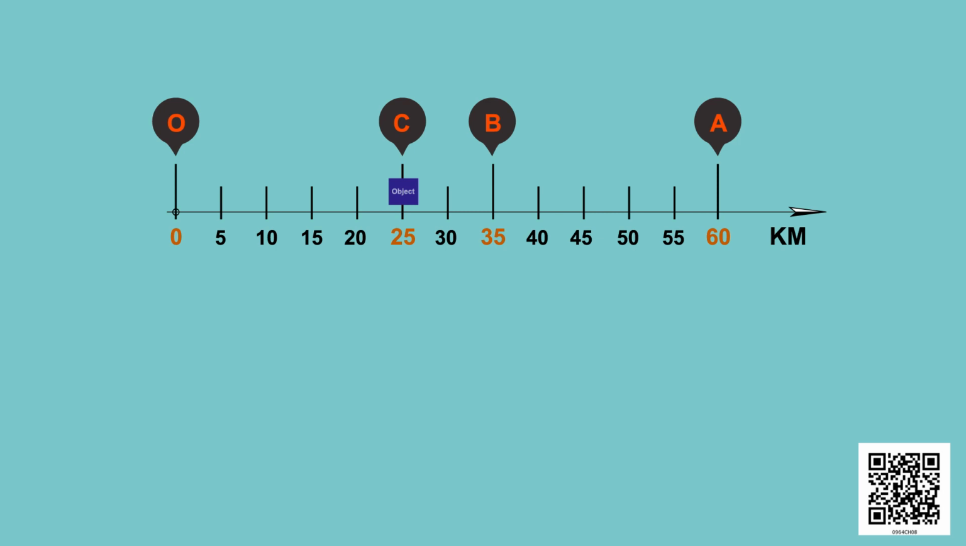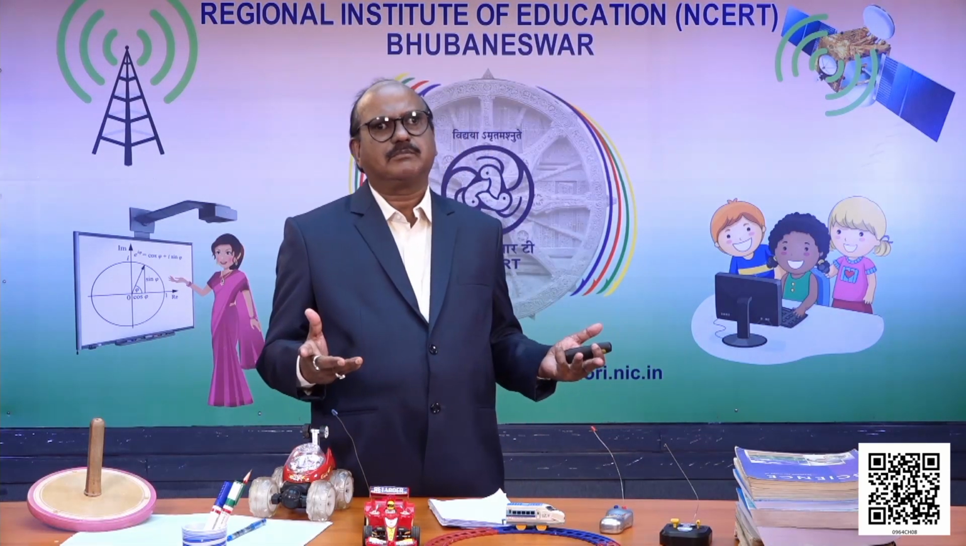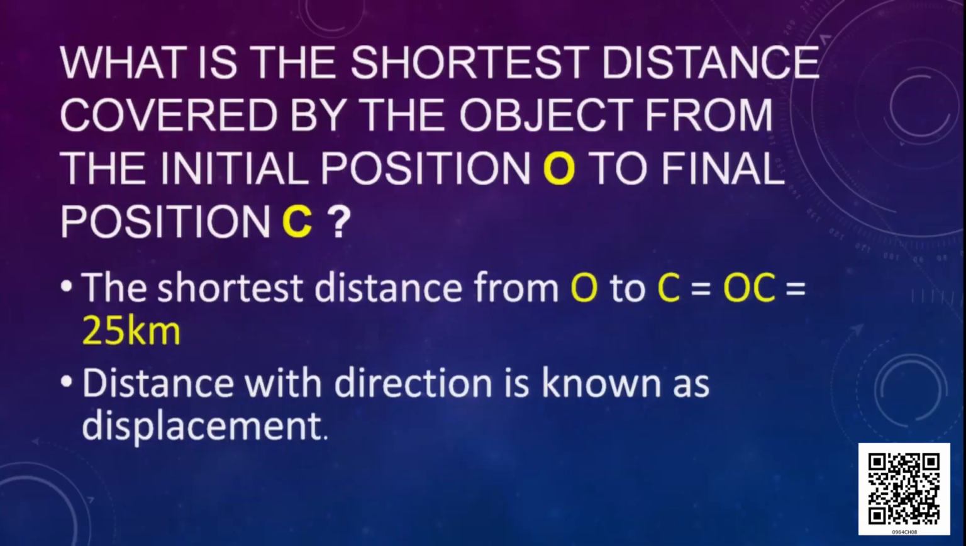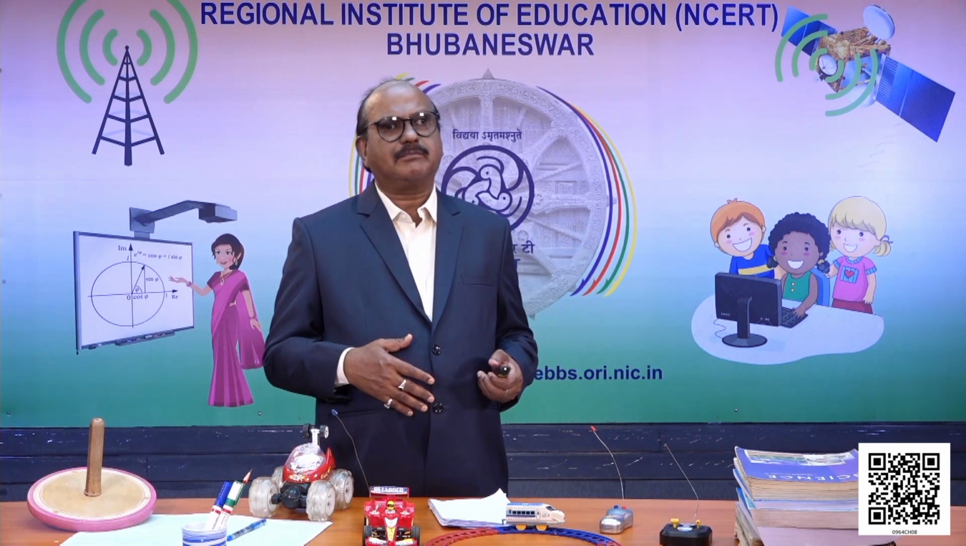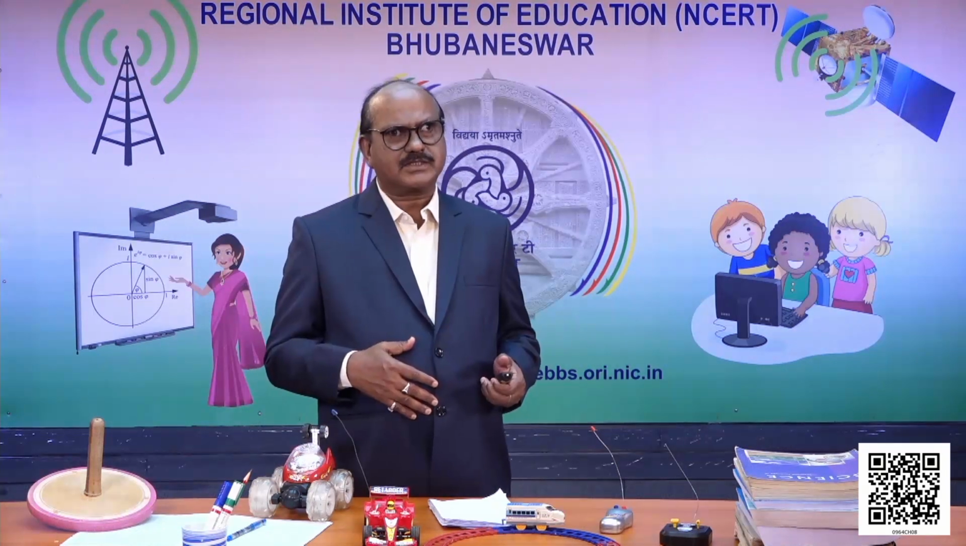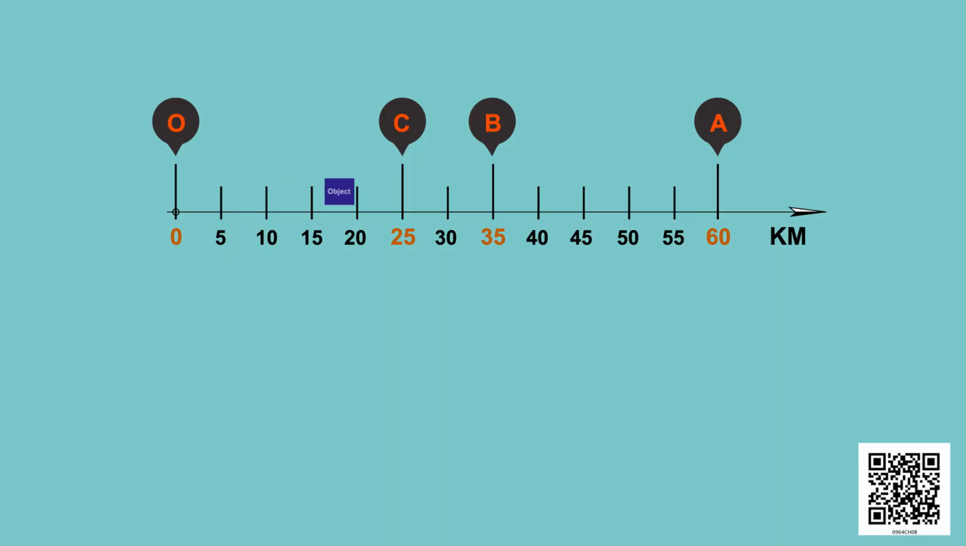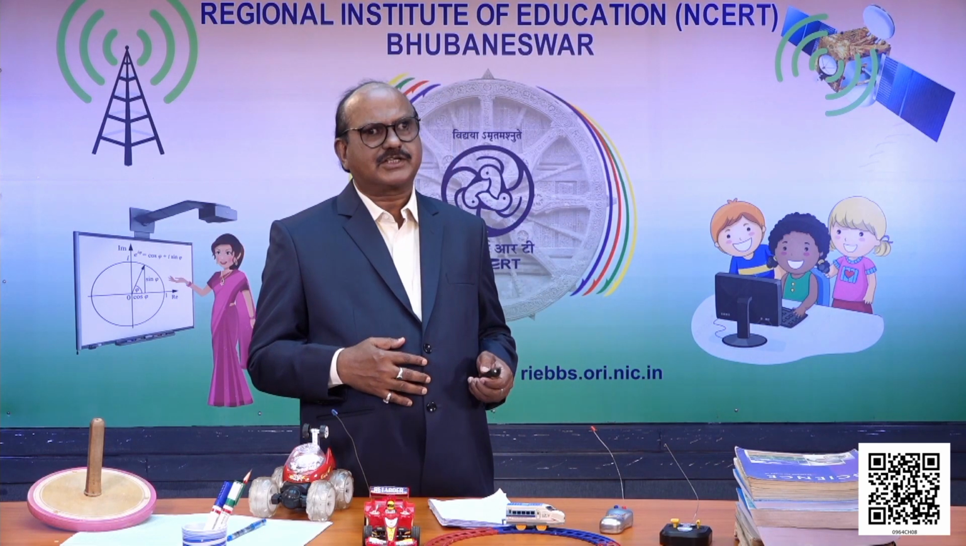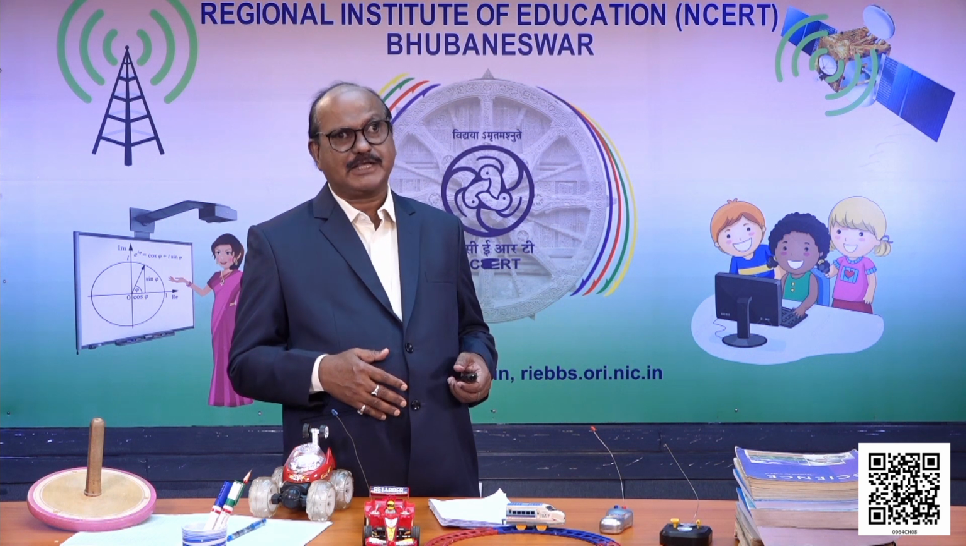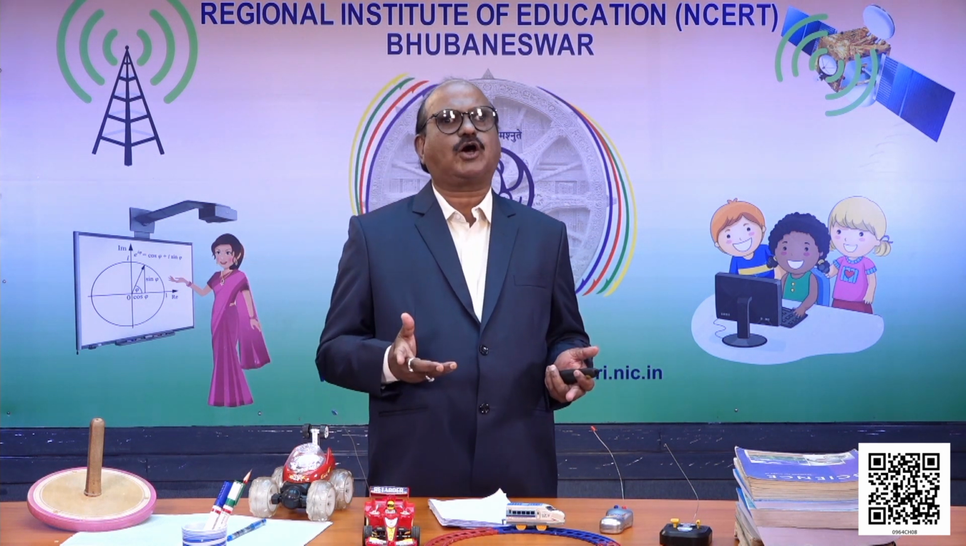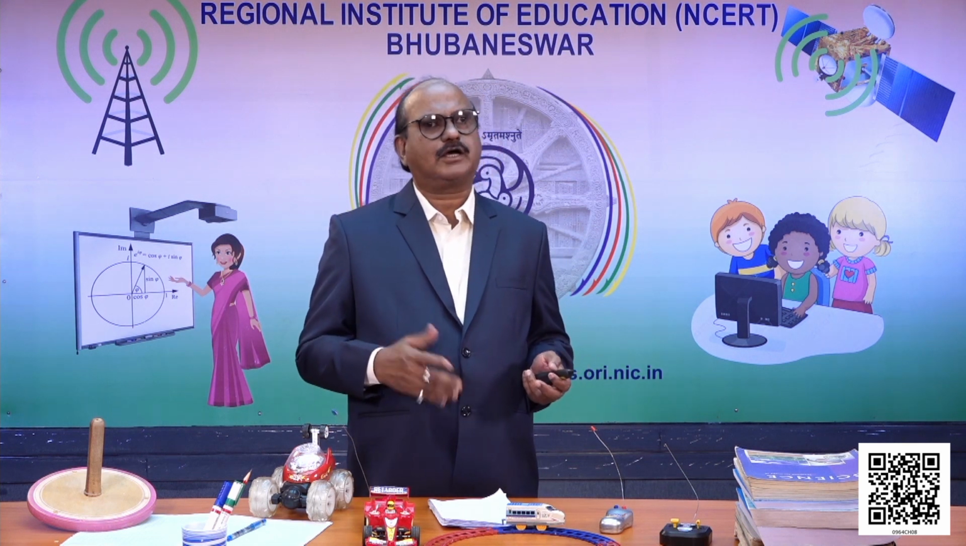Am I right? So, what is the distance between O and C? That is, OC is equal to 25 kilometers. It is well mentioned in the picture. So the distance with direction is known as displacement. Here I am using the term direction because the distance covered by the object from the initial position O to the final position C has a direction, from O to C. That's why the distance with direction is known as displacement. So here OC is the displacement of the object, the shortest path length covered by the object.